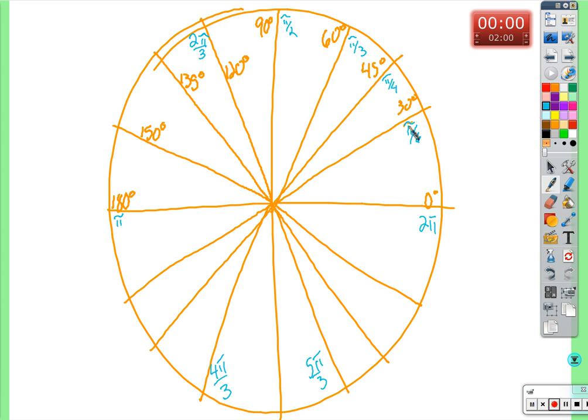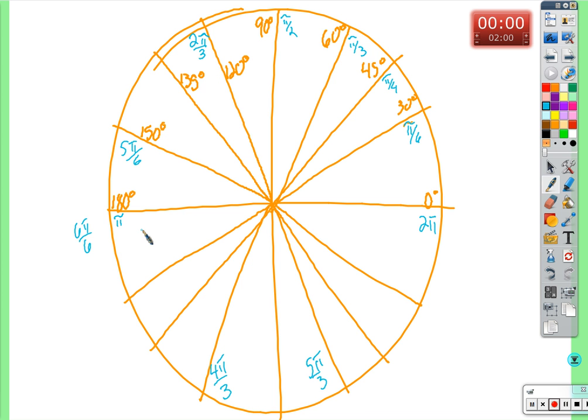Alright, how about 30 degrees? That's a sixth of the way to pi, a sixth of the way to half the rotation. Going back, that's 5 pi over 6. If we go pi over 6 and another pi over 6, it'll be a third of the way. A lot of times, especially with sixths, they cancel and simplify down to other things. So pi over 6, 2 pi over 6, 3 pi over 6 simplifies to pi over 2. 4 pi over 6 simplifies to 2 pi over 3. 5 pi over 6, 6 pi over 6.